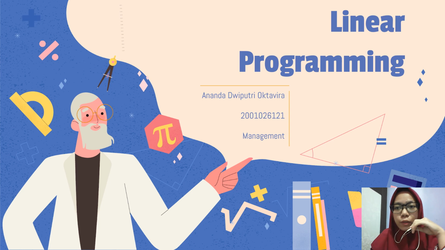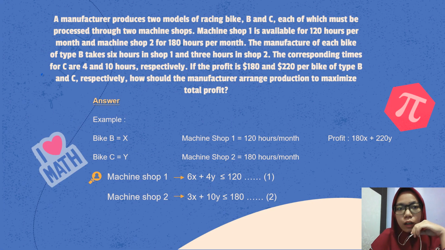So today I just wanna explain about linear programming. Okay, so the first question is: a manufacturer produced two models of racing bike, B and C, each of which must be processed through two machine shops. So we example that bike B as X and bike C as Y. Machine Shop 1 is available for 120 hours per month and Machine Shop 2 for 180 hours per month.